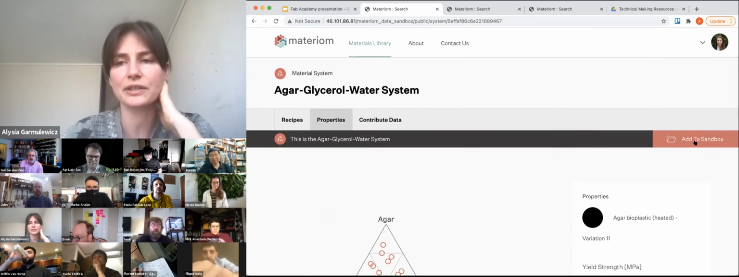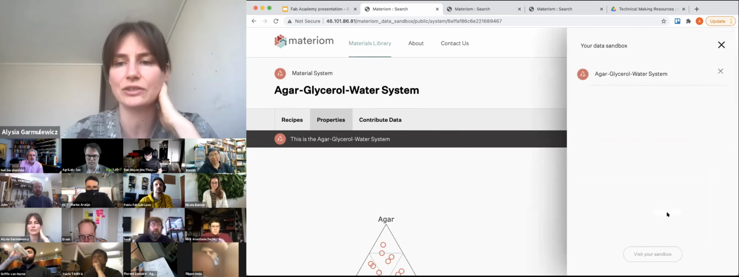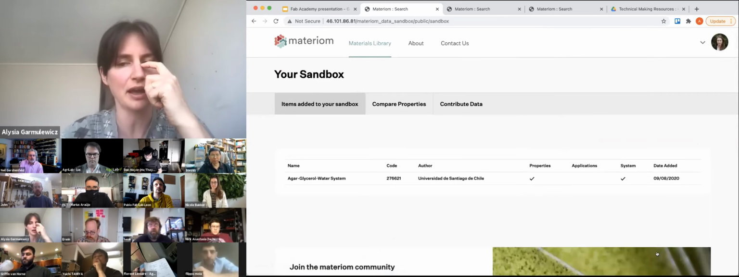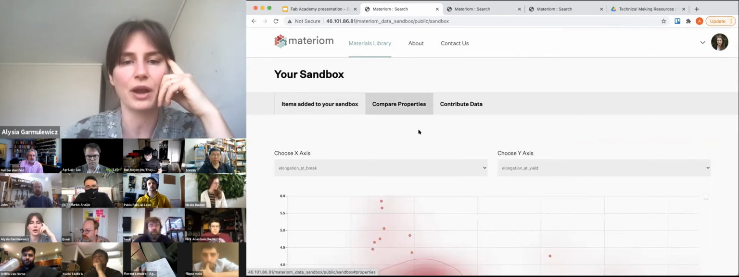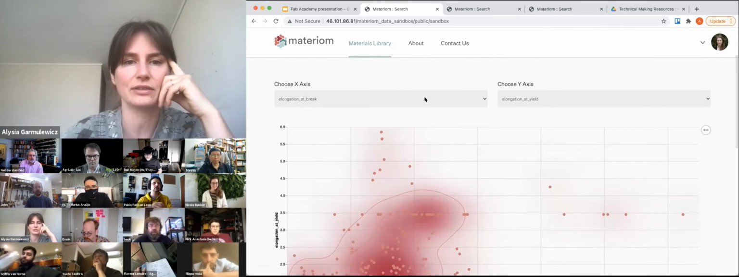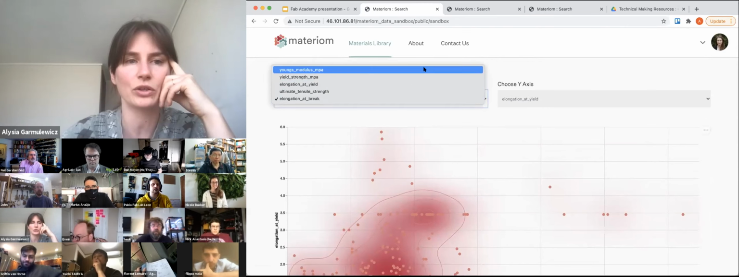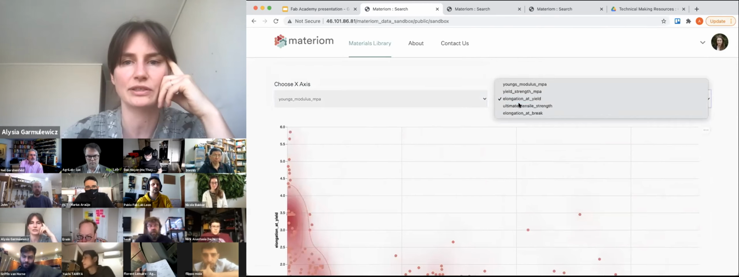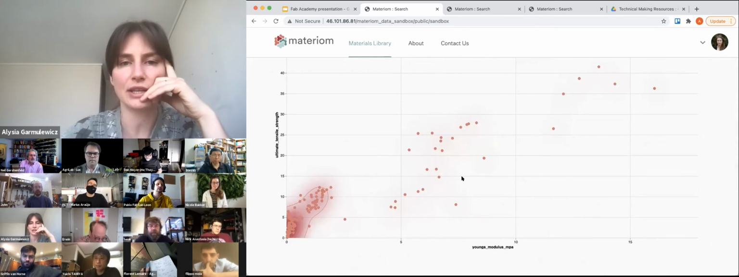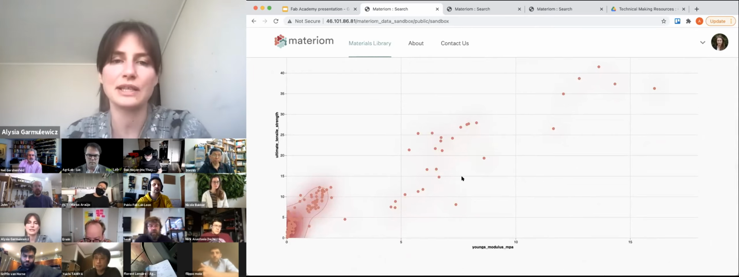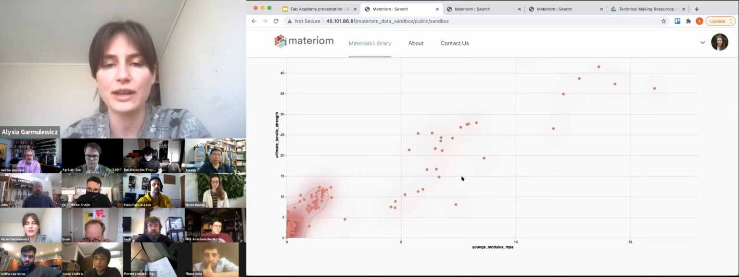Now, the idea of the system that we're building is you'll be able to add it to your own personal sandbox of material data, so you can compare properties with other materials. So here's an Ashby diagram where you can look at, for example, Young's modulus and ultimate tensile strength on a graph. And again, you can see your points laid out. The goal is to integrate other material systems into this so you can compare and contrast.